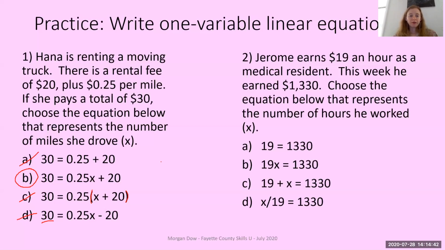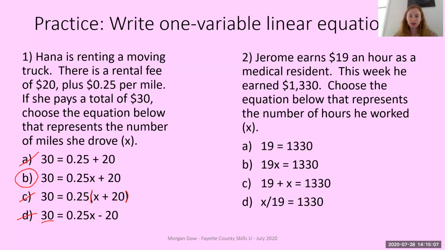So choice B is our final answer. And again, it kind of follows that similar pattern that we saw in that previous example, where on one side of the equal sign, we've got a total amount. And on the other side of the equal sign, we are combining the components that go into that total amount.